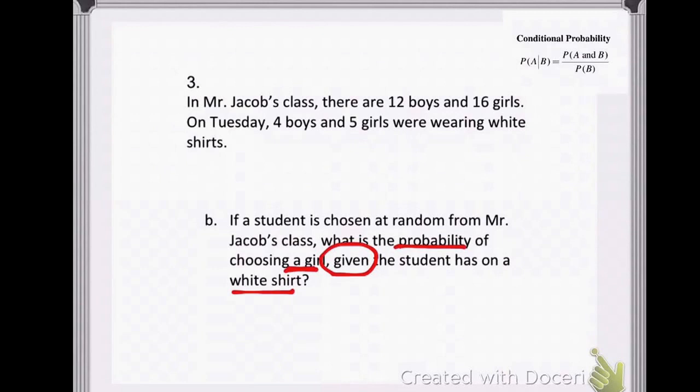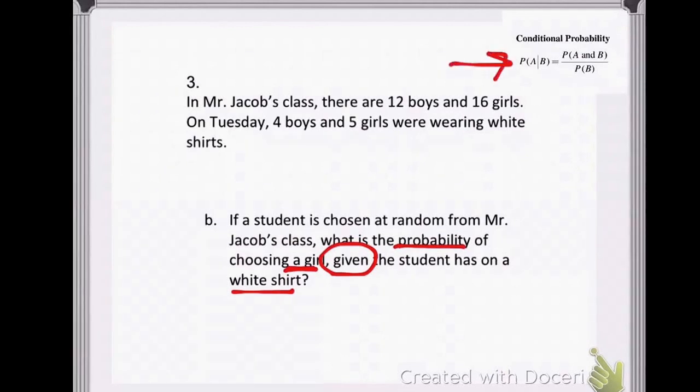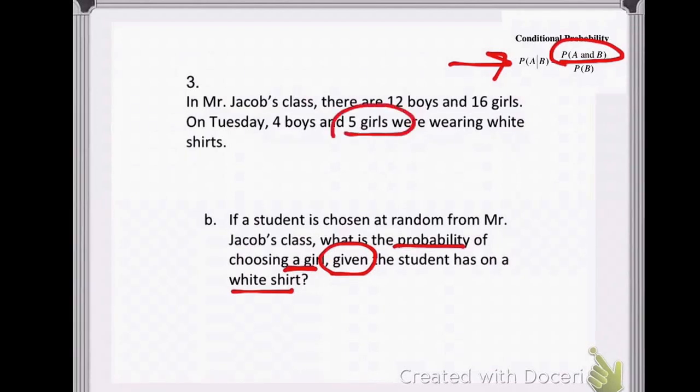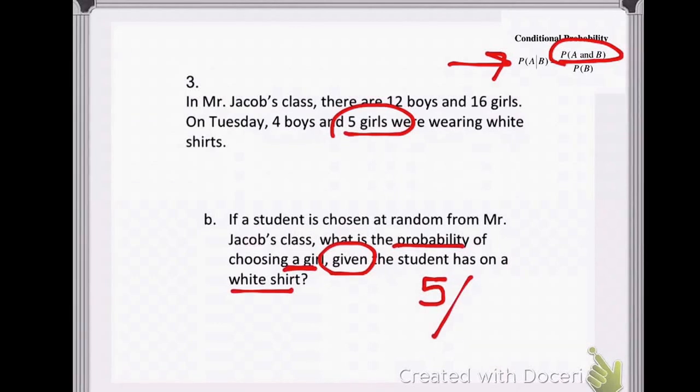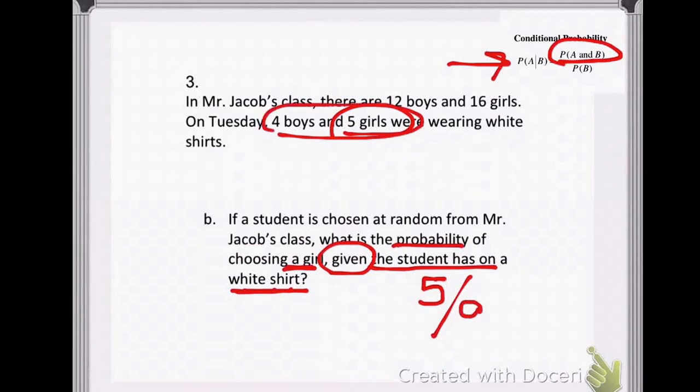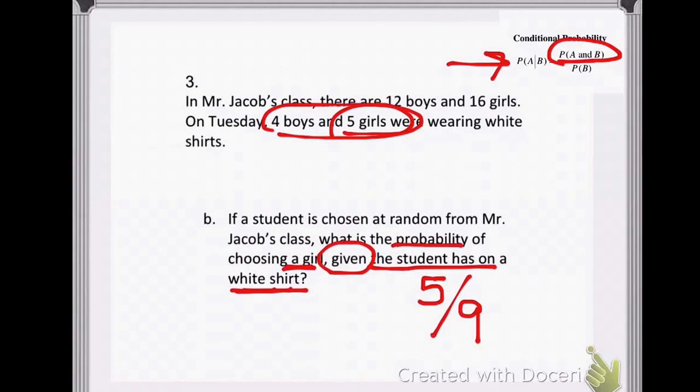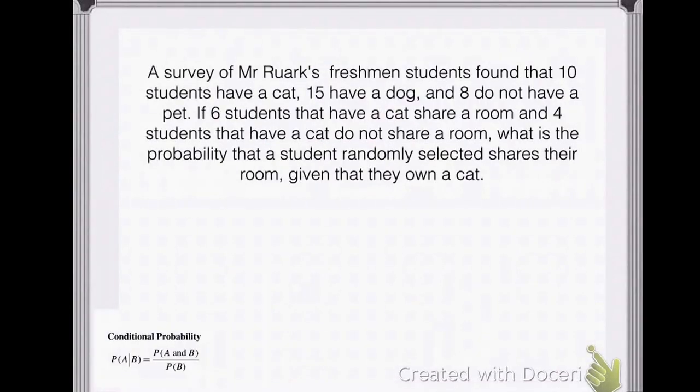So I want to use the formula, and I know that I need A and B. So how many people are girls and wearing white shirts? That would give me 5. Out of, given the student has on a white shirt, so how many people have on a white shirt? 4 plus 5 have on a white shirt, so 5 out of 9 is the conditional probability. You work this one.